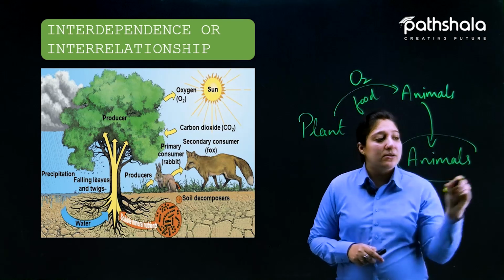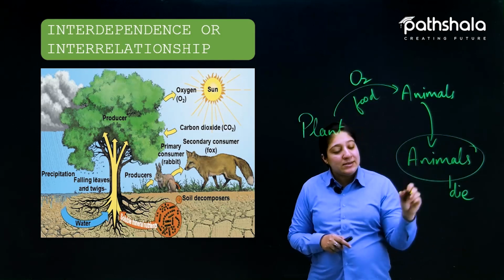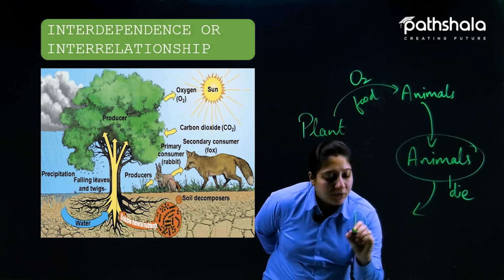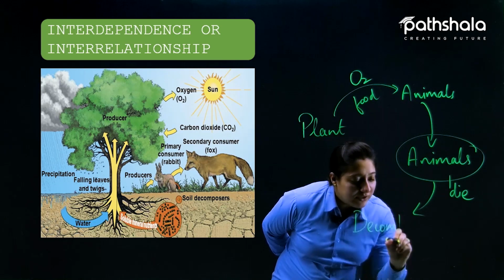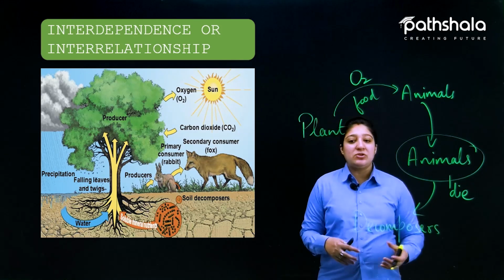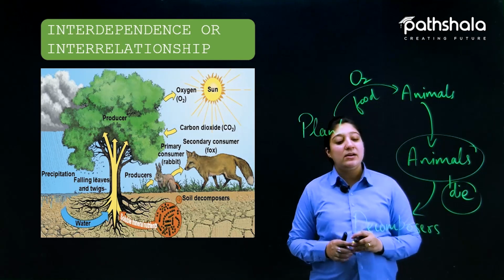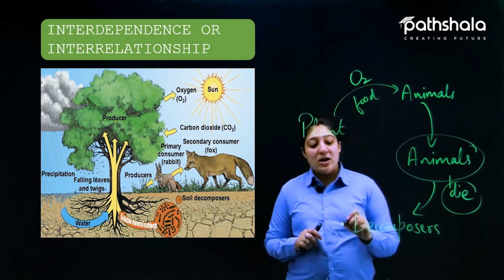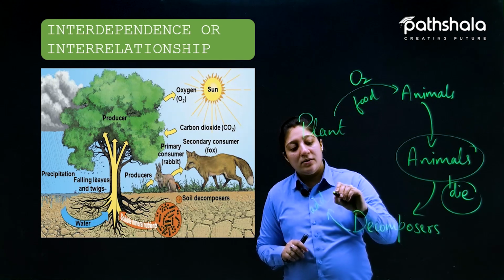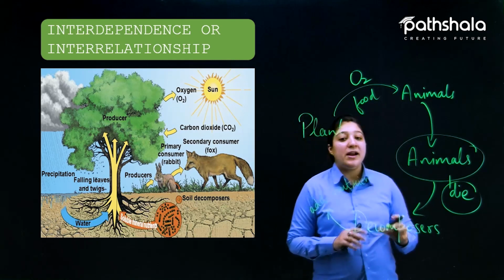so on these, when they die, now on this type of animals, those who depend are basically decomposers. So what are decomposers? Decomposers are the organisms or animals that convert this dead and decaying material into proper manure, right? What they do is they add nutrients to the soil by converting the dead and decaying material into manure.